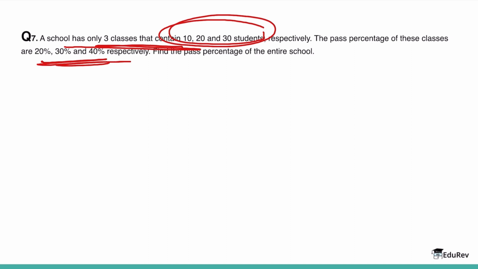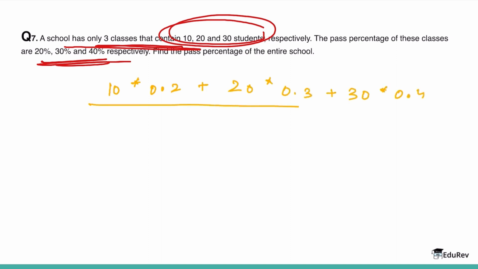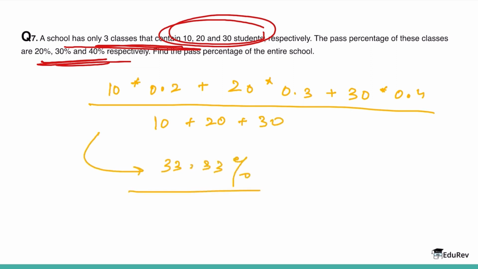Now using the weighted average method, can I find this? Suppose I use the weighted average method. So can I say that 10 times 0.2 plus 20 times 0.3 plus 30 times 0.4 divided by 10 plus 20 plus 30 can give me 33.33 as an average? Yes, it can. Alright, so this is what we are going to do.